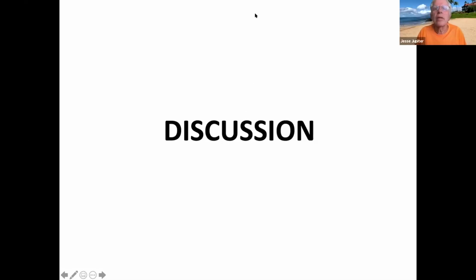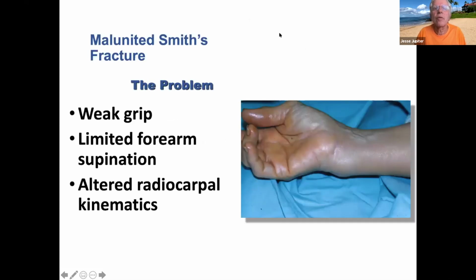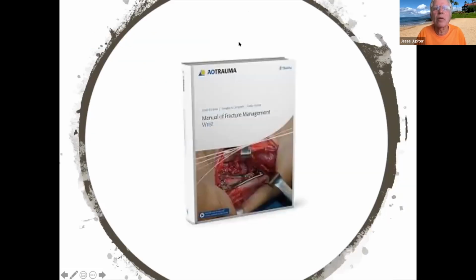Okay, good. There's a couple of questions about the rotation deformity. And so what I'd like to do is get out of this Q&A thing, and show a case that'll highlight this. All the cases that I show will be found in the AO fracture manual that's recently been published.